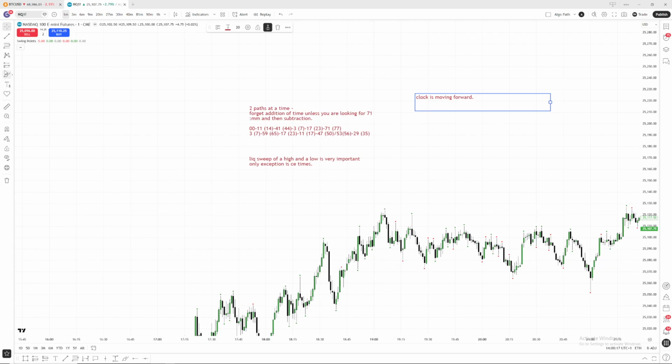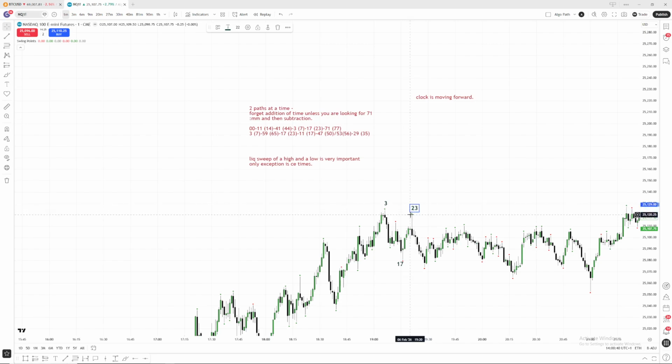I'll keep it pretty simple. So this is 3. 17 made a low, but I'm not going to take this long, or you could. And look at what the C is doing. So here it is 23. So I'm going to short it.